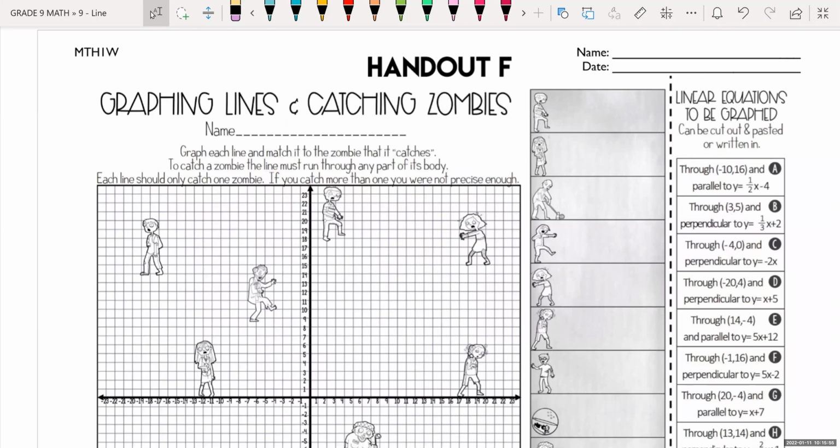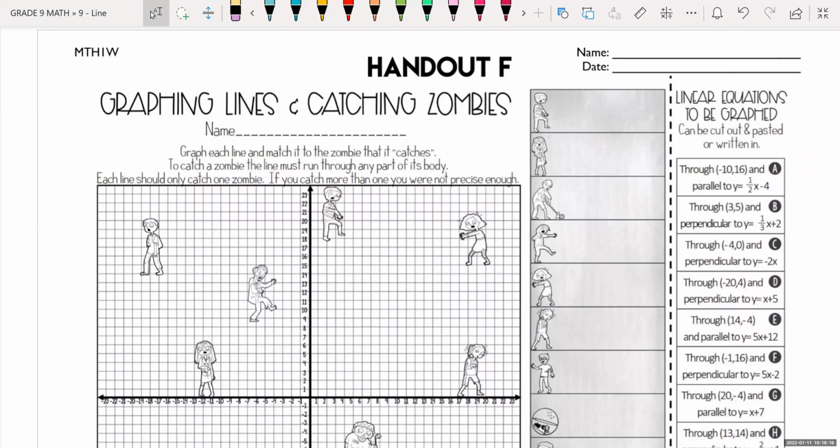Graphing lines and catching zombies. So graph each line and match it to the zombie that it catches. To catch a zombie, the line must run through any part of its body. Each line should only catch one zombie. If you catch more than one, you were not precise enough. All right, you don't have to cut and paste anything. You could just write the letter.